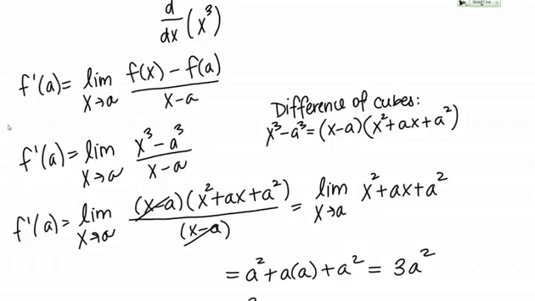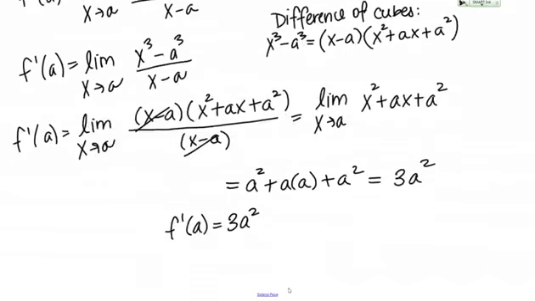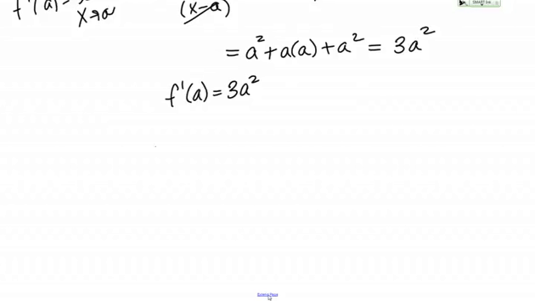So I've evaluated the derivative at the specific point x equals a, but we can generalize it just to any x in general. So the general form then would be that the derivative with respect to x of x cubed equals 3x squared.